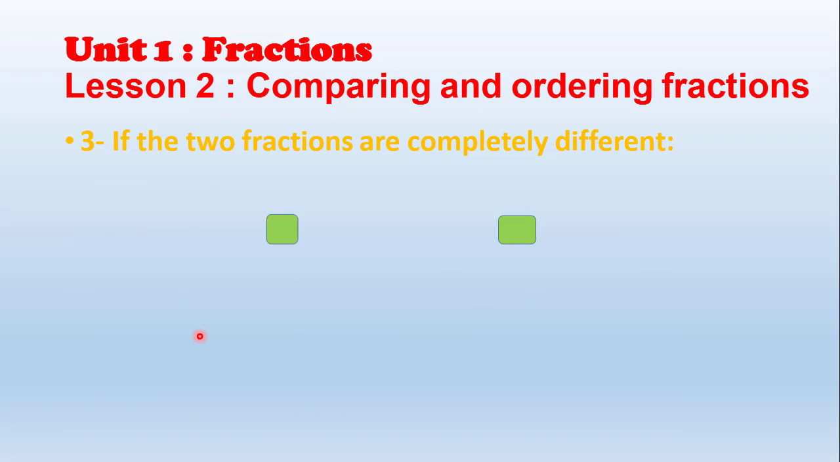What about the third case? Third case, if the two fractions are completely different, they haven't the same bottom number or also they haven't the same up number. Okay? For example, here we have 4 over 9 and 2 over 11. Did they have the same numerators? No, they are different, 4 and 2. Did they have the same denominator? No, 9 and 11, they are different.